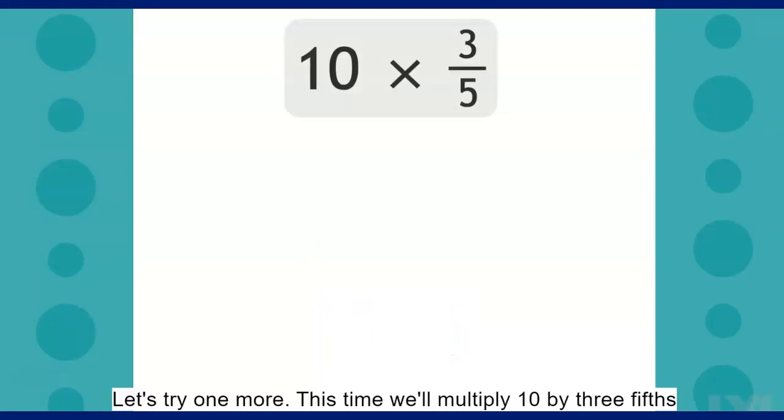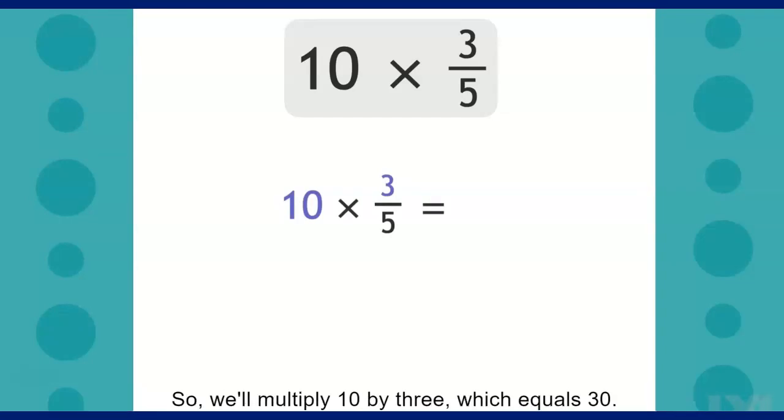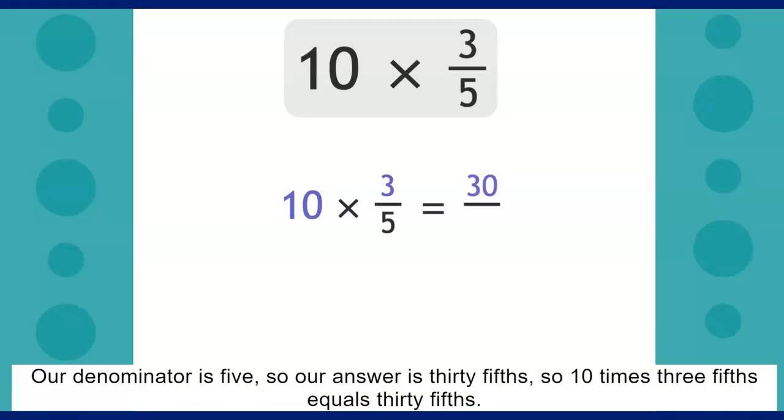This time we'll multiply 10 by 3/5. Our whole number is 10, and the numerator in our fraction is 3. So we'll multiply 10 by 3, which equals 30. Our denominator is 5, so our answer is 30/5. So 10 times 3/5 equals 30/5.